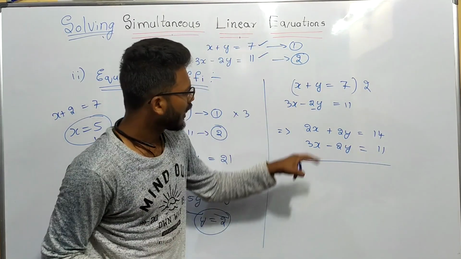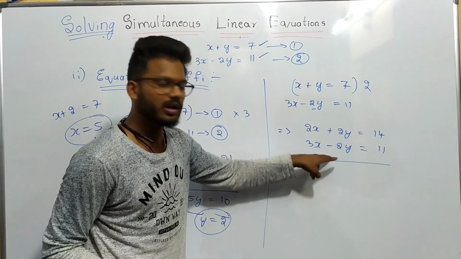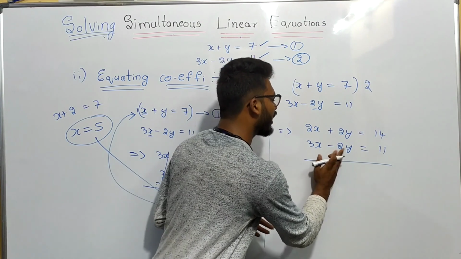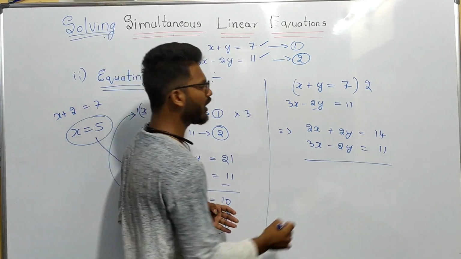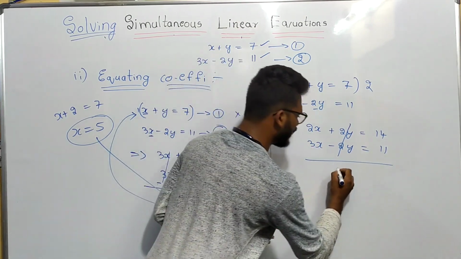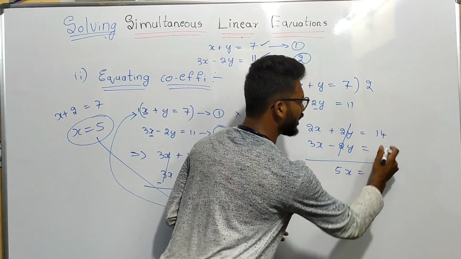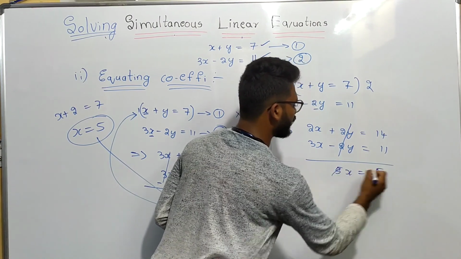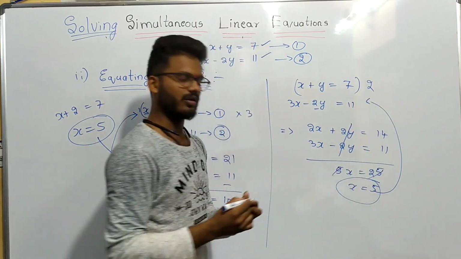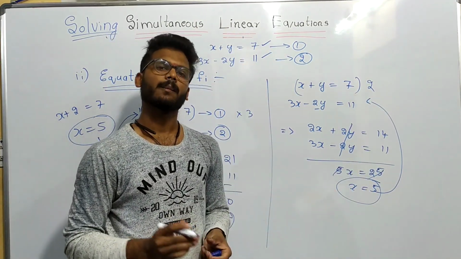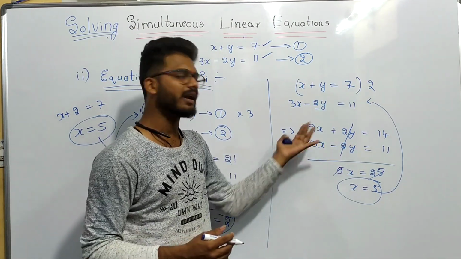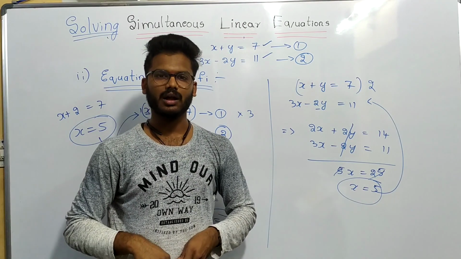Now see, already they have opposite signs. If you subtract, again you will get plus, you won't get cancelled. So you have to add these two equations. What will you get? 2y minus 2y is 0. 2x plus 3x, it is 5x is equal to 14 plus 11, it is 25. Again you got x is equal to 5. If you substitute, you will get y is equal to 2. And if you want, you can multiply with minus 2, then subtract, and again you will get the same answer. Okay? Understood or not?